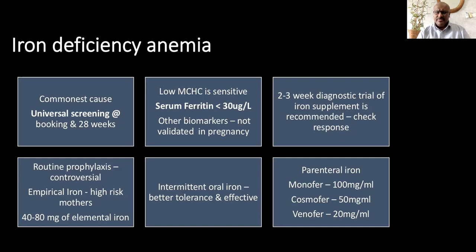The most sensitive indicator for iron deficiency anemia is a mother with a low MCHC. There's going to be one test that you're going to do to confirm the diagnosis, which is a serum ferritin level, where a ferritin level of below 30 is highly suggestive of iron deficiency anemia. Now, ladies and gentlemen, some of you may do various other biomarkers, but I would like to remind you all one thing. None of the other biomarkers have ever been validated in pregnancy.